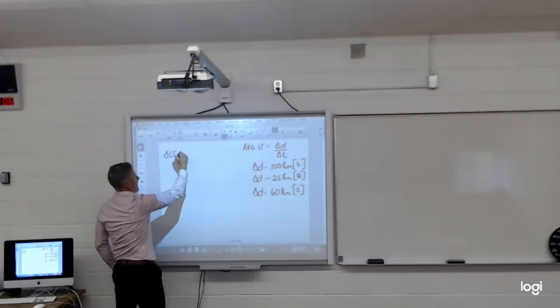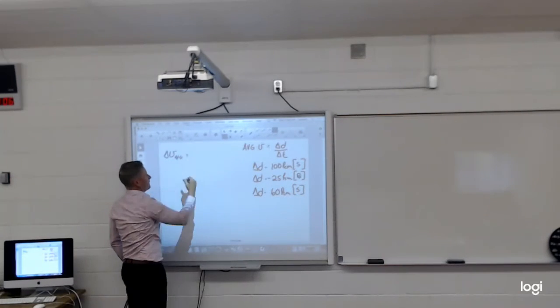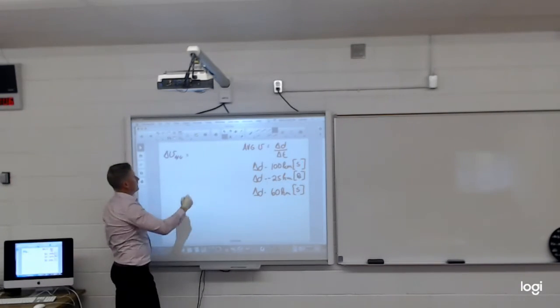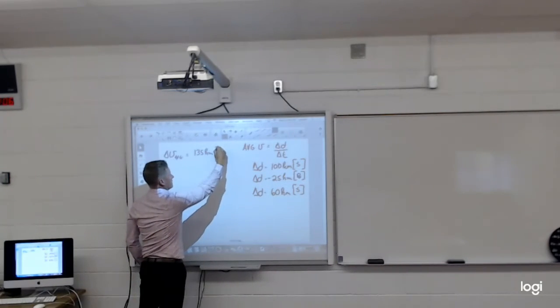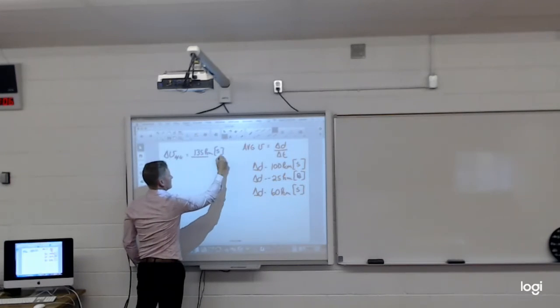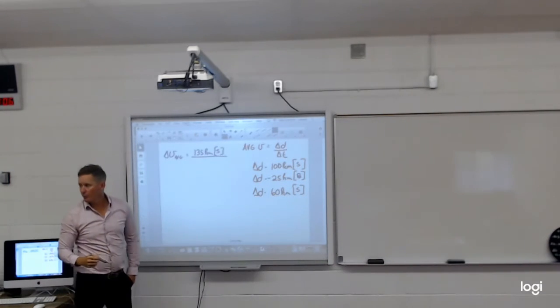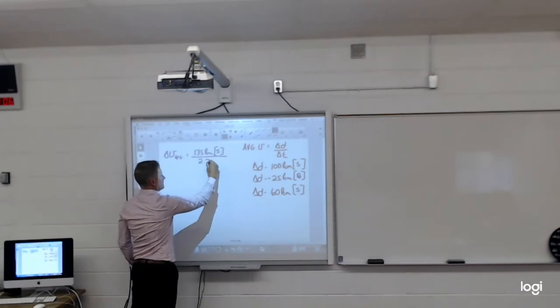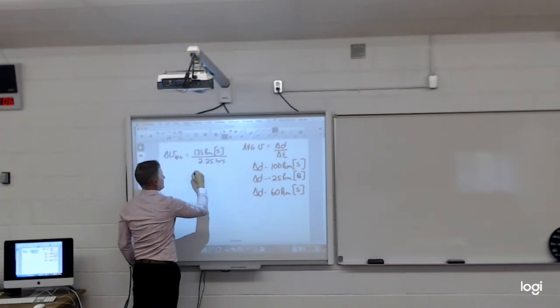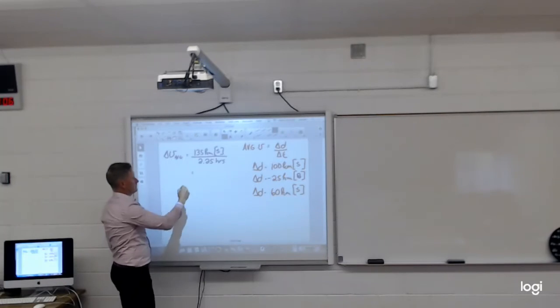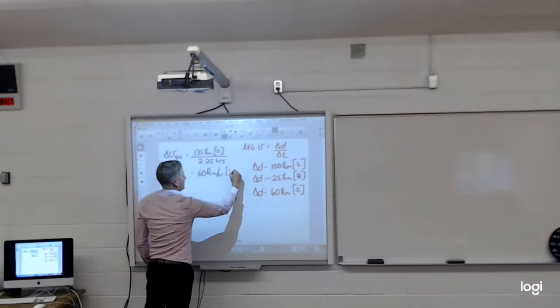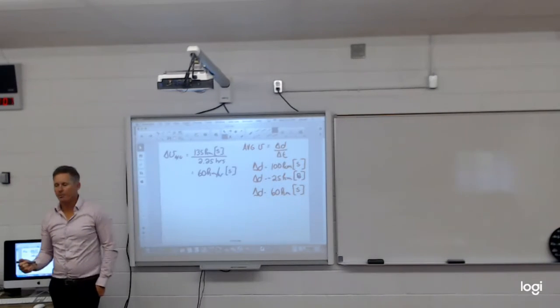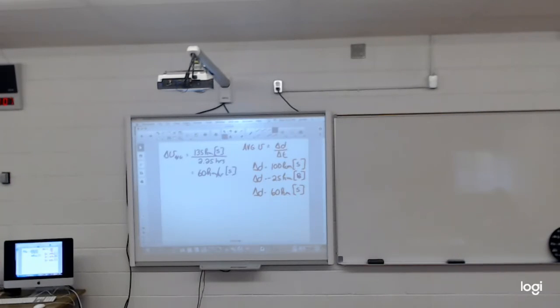So there's how I write average velocity. That's v average right there. 135 kilometers in which direction? South. Divided by 2.25 hours. What does it equal? 60 kilometers per hour. So that's about as difficult as it's going to get in this first little part here, before we get into actually all the formulas and stuff.